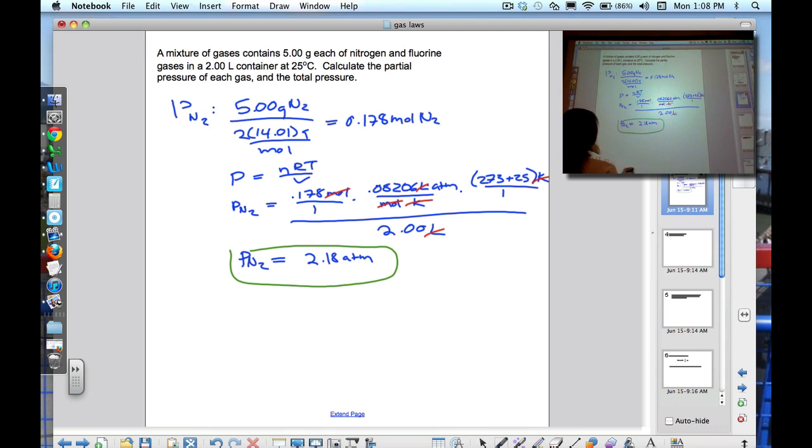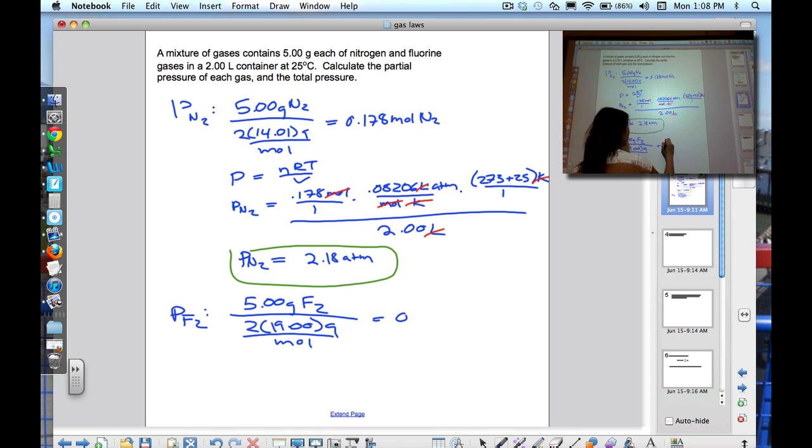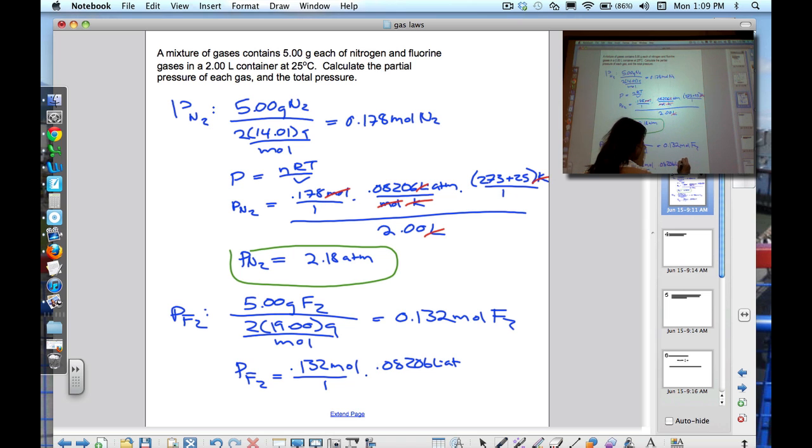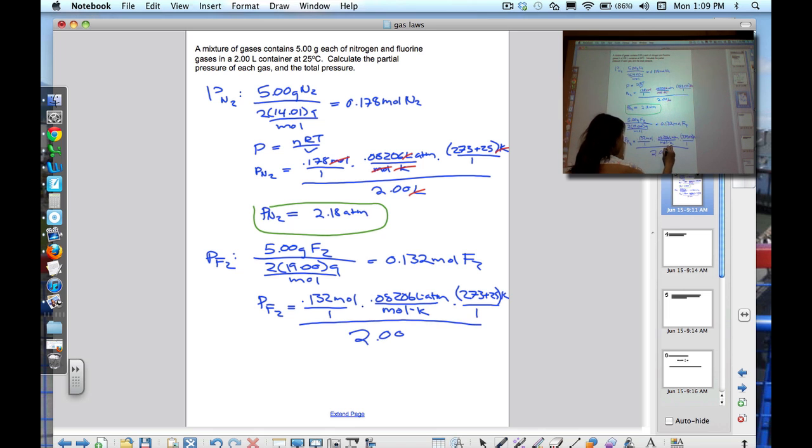Okay. So the PF2 would be 5.00 grams of F2 divided by 2 times 19.00 grams per mole to give 0.132 moles of F2, and PF2 would be equal to 0.132 moles times 0.08206 liters atmospheres per mole Kelvin times 273 plus 25 K over 1, all divided by 2.00 liters. So PF2 would equal 1.61 atmospheres.